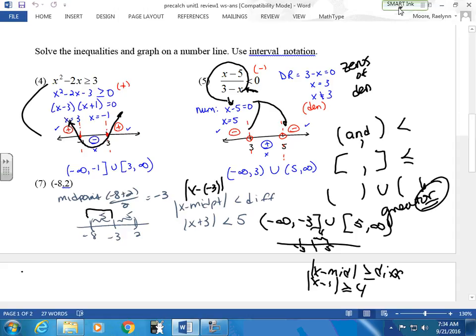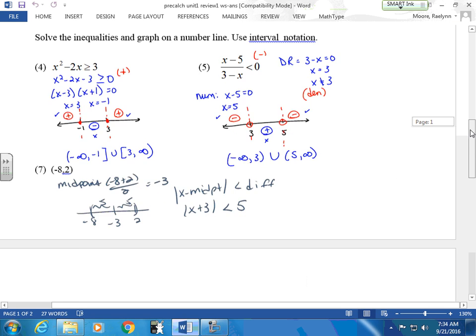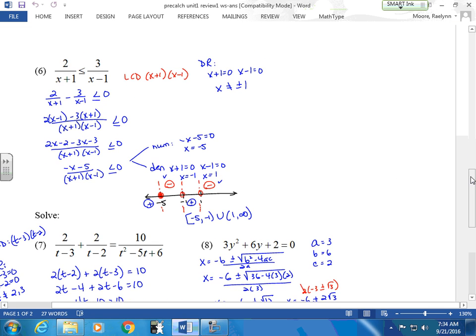I probably stuck this number in the wrong place. Oh, there's 6. There's 6.